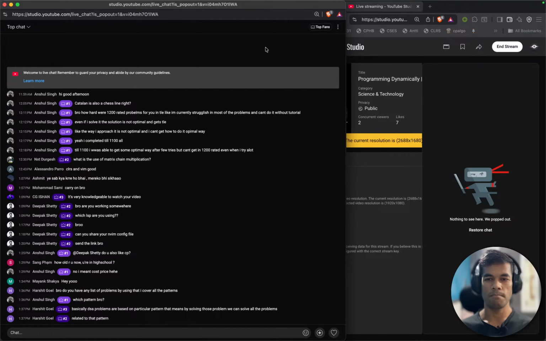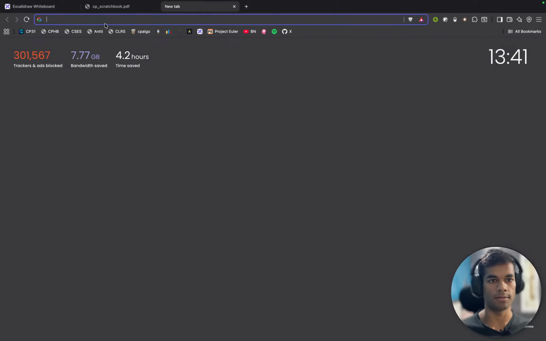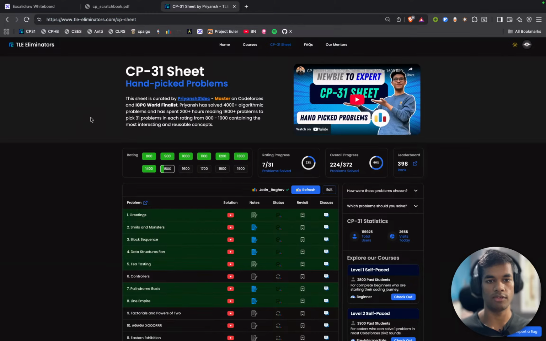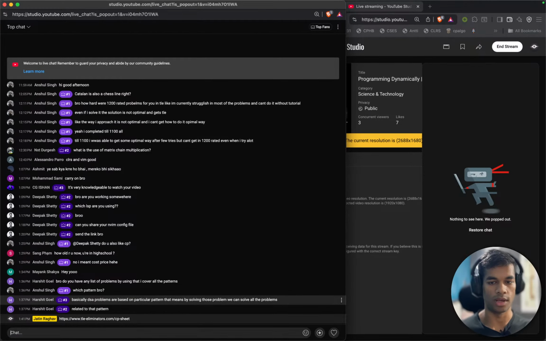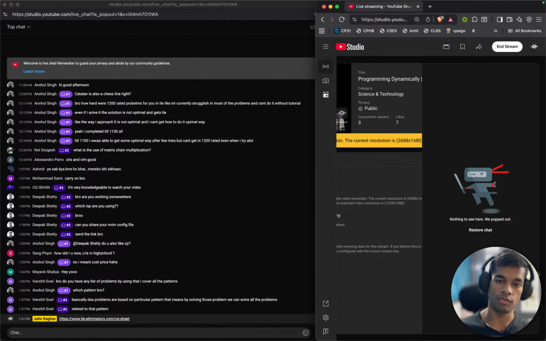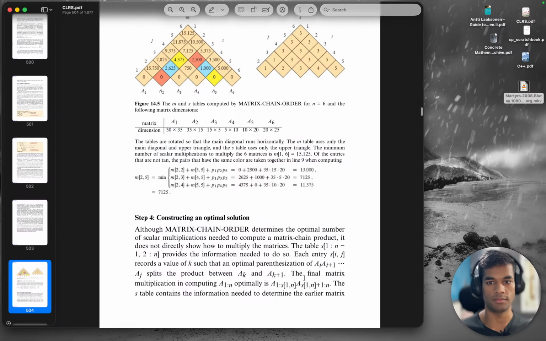You need to develop concepts and frameworks which you can apply on problems. To develop those frameworks, this is the sheet that I am following, CP31. You can follow this, and it seems to be pretty cool. You can solve problems from this and develop patterns in your brain, which will help you solve problems. But I'm also saying that solving these problems is not going to be enough. You will have to read quite a bit, like right now.